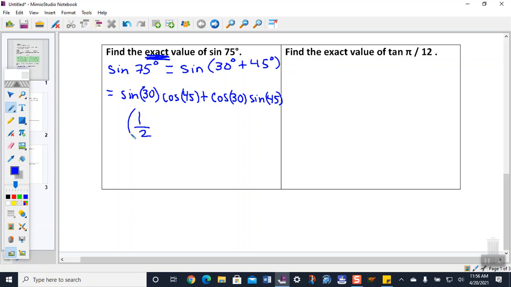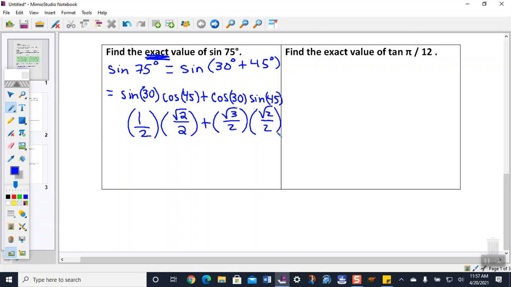Okay, so this becomes 1/2 times, what's cosine 45 get you? Square root of 2 over 2. Okay, that's the first two, it's sine 30 and cosine 45. To that we need to add in what next, kids? Cosine 30, which is square root of 3 over 2. And how about sine 45? What do you have for that? Square root of 2 over 2.